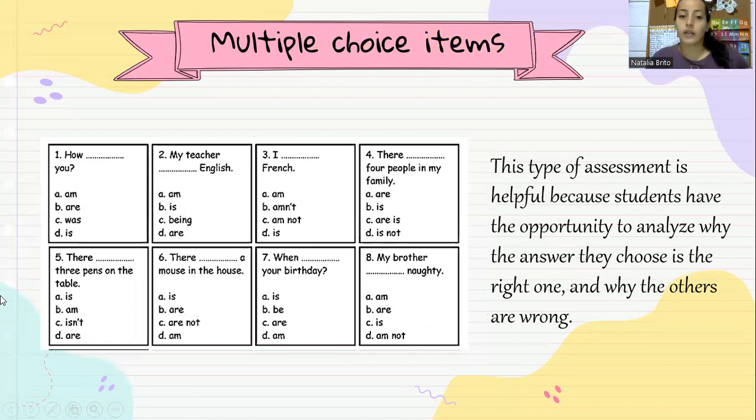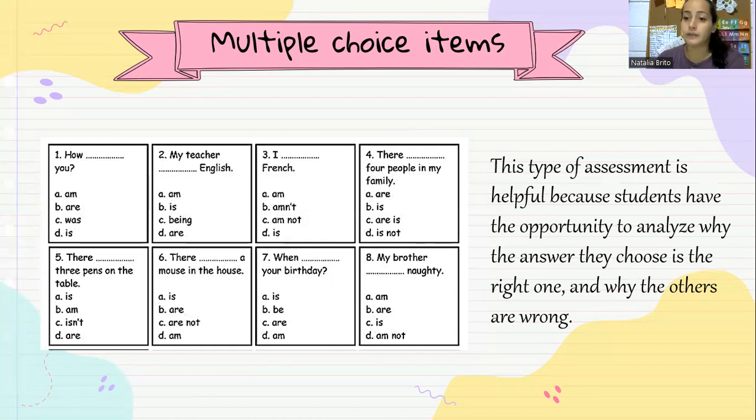Okay? Sorry, the second assessment example, and I think this is the most useful. A lot of teachers use this. It's multiple choice items. As you can see, there are 8 different sentences in which students have to circle or choose the correct answer according to the context and according to the grammar the teacher is assessing.